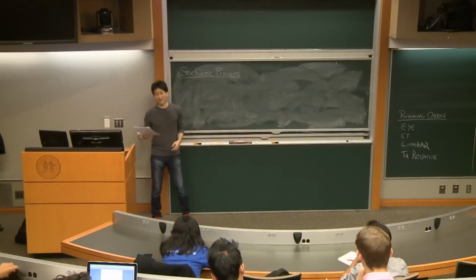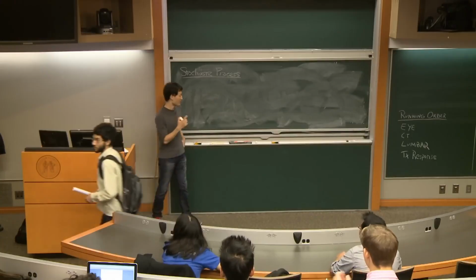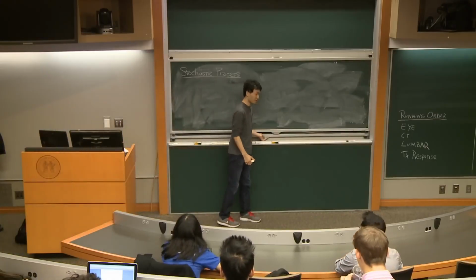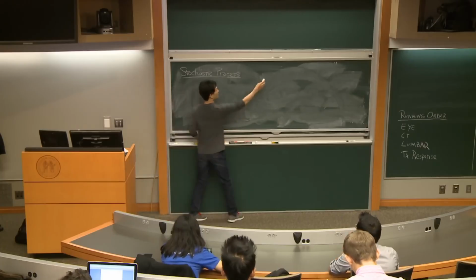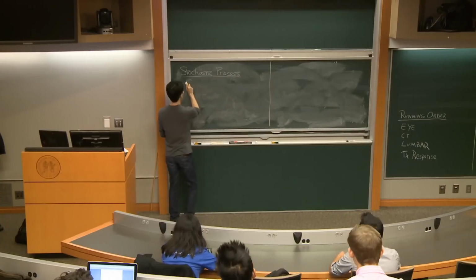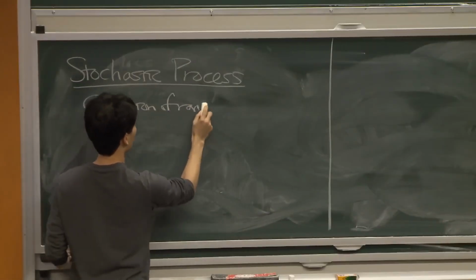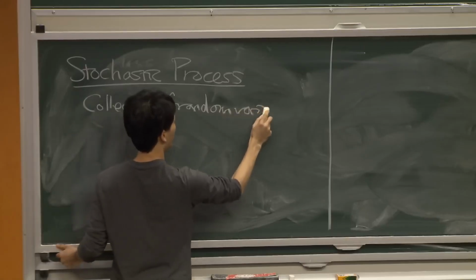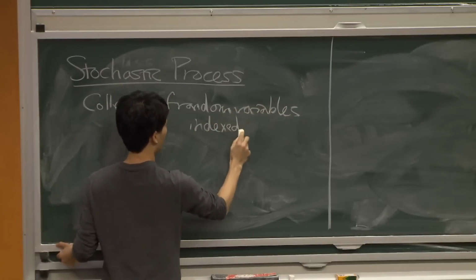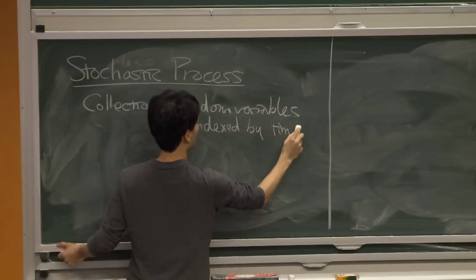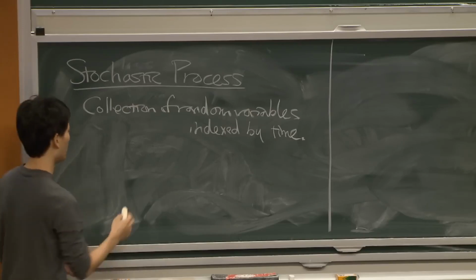Today we're going to study stochastic processes, and among them, one type of it, so discrete time. We'll focus on discrete time, and I'll talk about what it is right now. So a stochastic process is a collection of random variables indexed by time. A very simple definition.